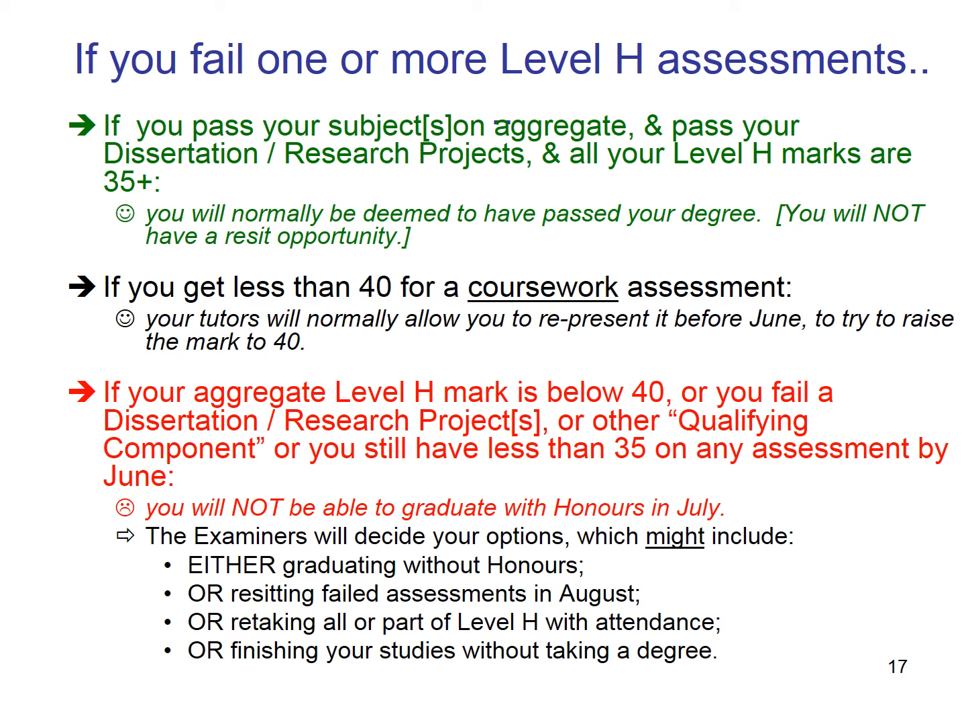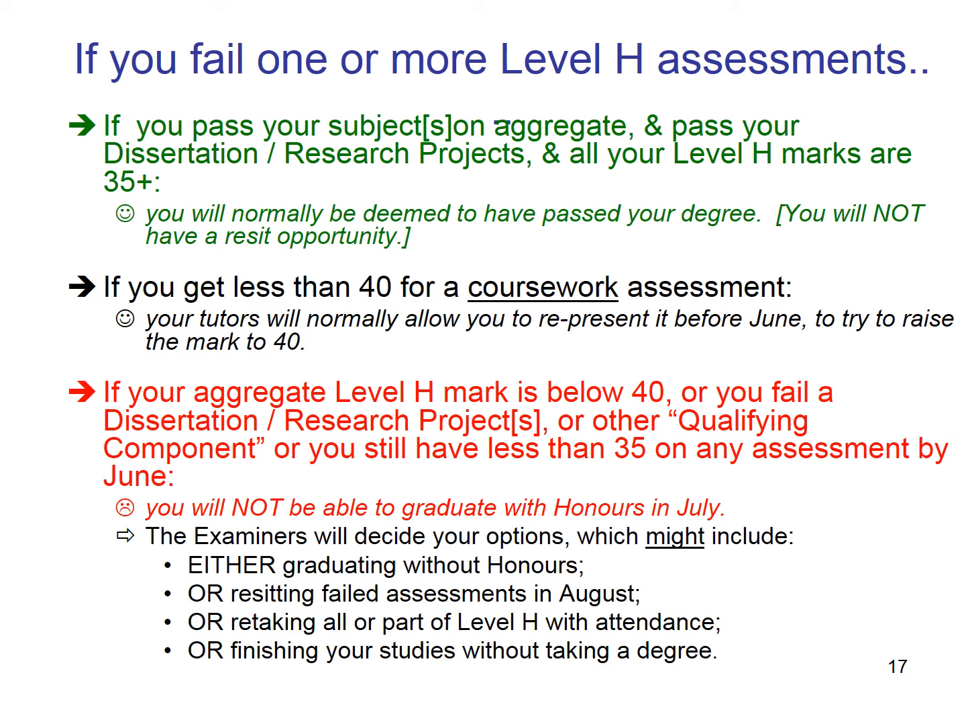So if you fail one or more assessments, well, if you pass your sublets on aggregate and you pass your dissertation and research projects, and all your marks are 35 or higher, then normally you will be deemed to have passed your degree. You will not have a resit opportunity. You will be awarded a degree based on the marks you have obtained. If you get a mark of less than 40 for a coursework assessment, then your tutors will normally allow you to represent it before June to try to raise the mark to 40. And this will still count as an initial attempt.